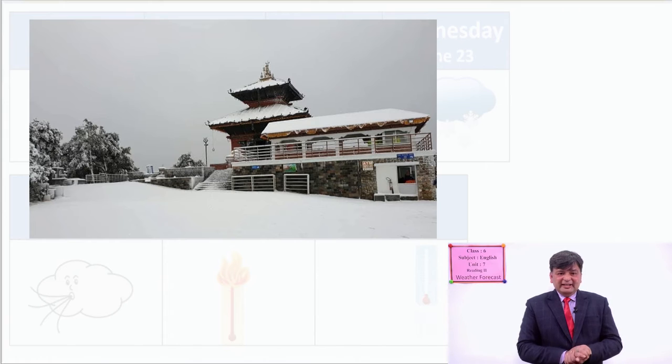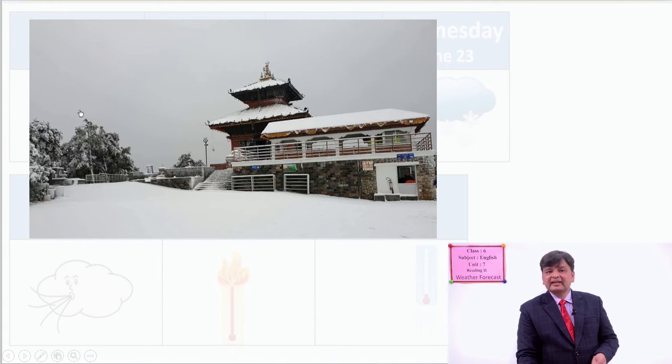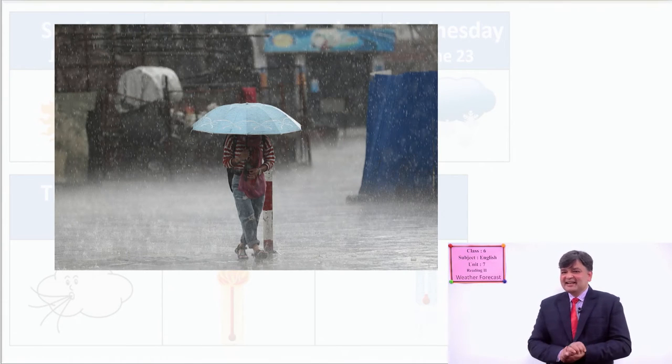So there is a temple. And what can you see here? What can you see here? Snow. Snow here. Snow has covered the leaves of the tree and the roof of the temple. Everywhere you can see snow. So what do we call a day on which it snows? A snowy day. Very good. Snowy day. Very smart. Next one.